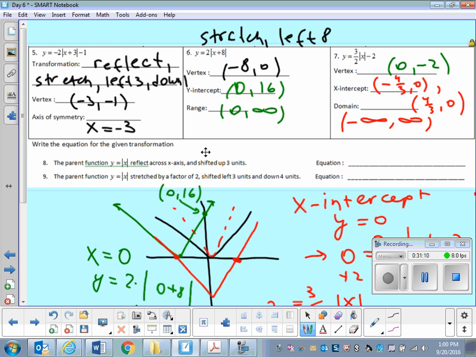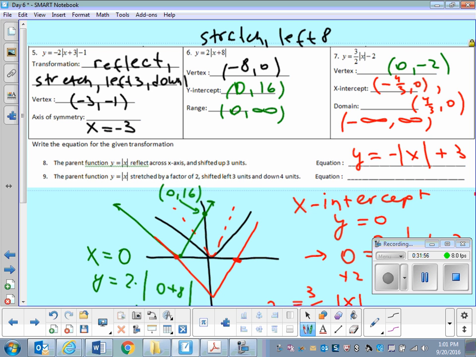The parent function y equals absolute value of x reflects across the x-axis and shifts up 3 units. Can you write the new equation? So what are the transformations? How many transformations do I have, Dylan, for number 8? Two. What are they? Reflects across the x and goes up. So how do I write the new formula? y equals negative the absolute value of x plus 3. Everyone agrees? Yes.